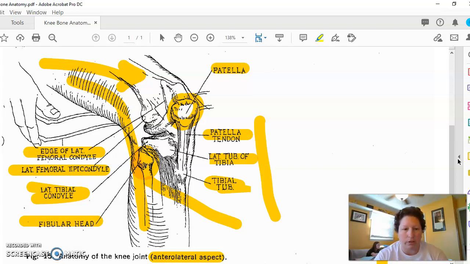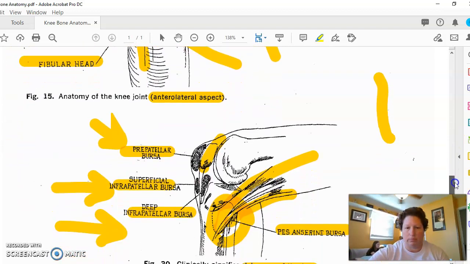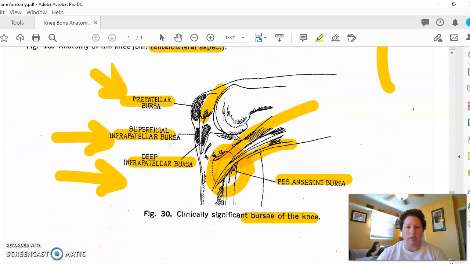Then moving to the lateral side, where I have it completely highlighted in yellow, is the fibular head. In between the fibular head and the tibial tubercle is the lateral tubercle. Then you have the lateral tibial condyle, the lateral femoral condyle, and the lateral femoral epicondyle. Same words, just different location.